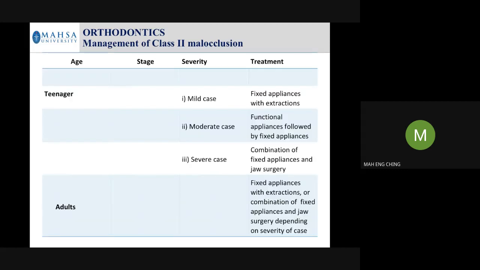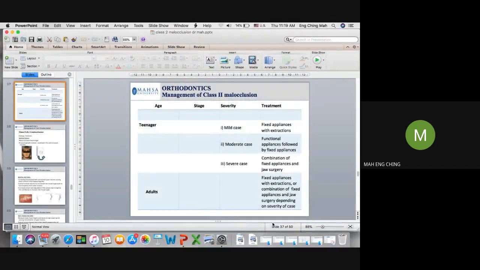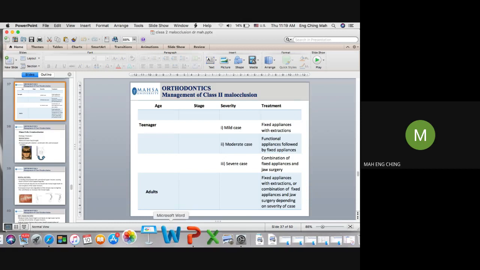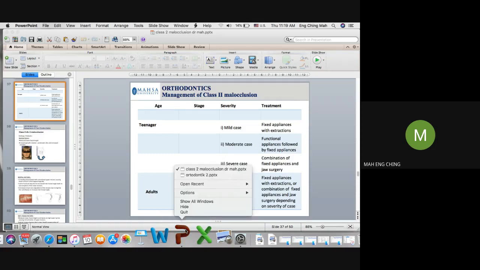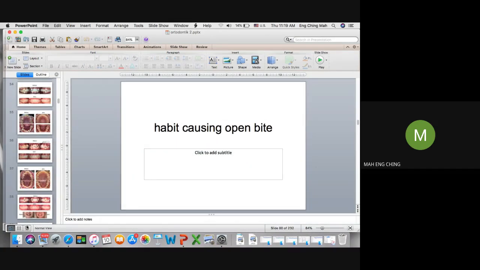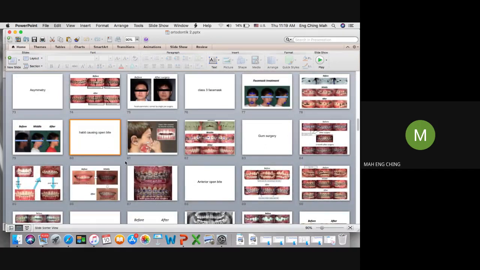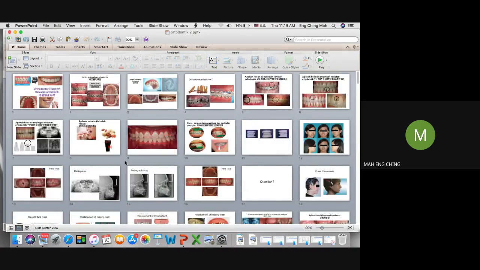Okay. I think we finished the class 2 division 1 malocclusion. Then class 2 division 2 we will deal with in the next lecture. Do you have any question to ask me regarding this class 2 division 1? Any question? Are you all still there?